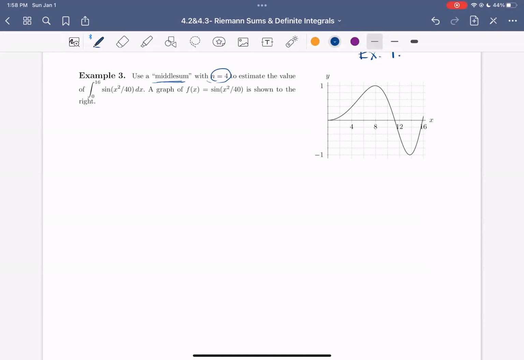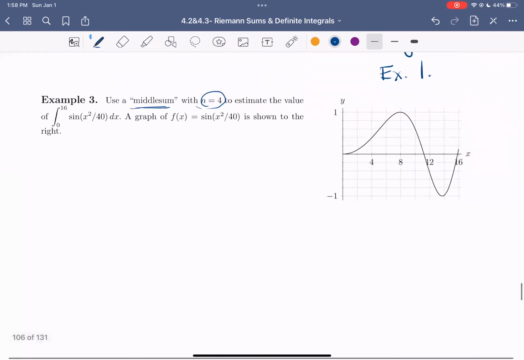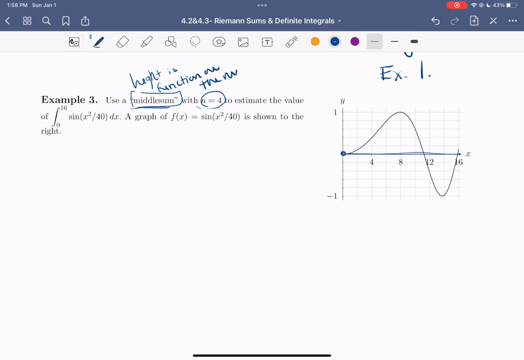First, let's just draw out what it is we're going to approximate. This integral from 0 to 16 tells us that we're looking to estimate the area under the curve from 0 to 16. We are told that we want to use a middle sum. This means the height of the rectangle we use is the function value at the midpoint of the rectangle.